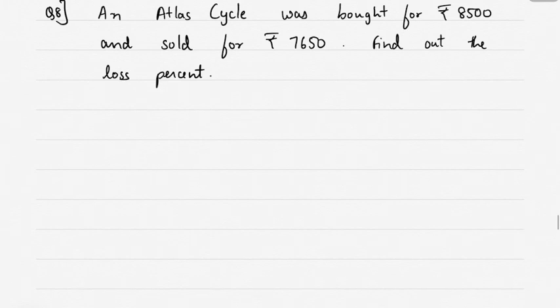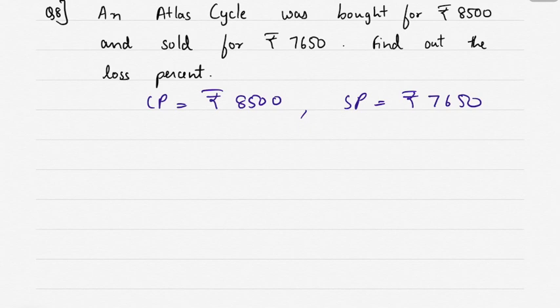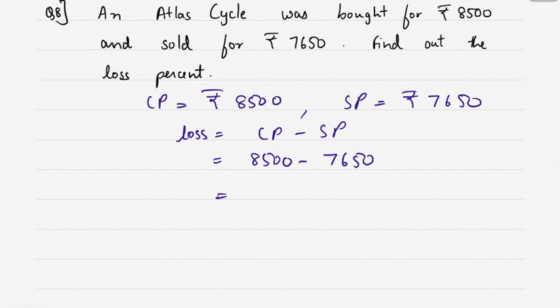Next question. An Atlas cycle was bought for rupees 8,500 and sold for rupees 7650. Find out loss percent. Okay. So bought for 8,500. That means cost price is equal to rupees 8,500. Selling price is equal to rupees 7650. So here cost price is greater than selling price, or selling price is less than cost price. That means there is a loss. So loss is equal to cost price minus selling price, which is 8,500 minus 7650.